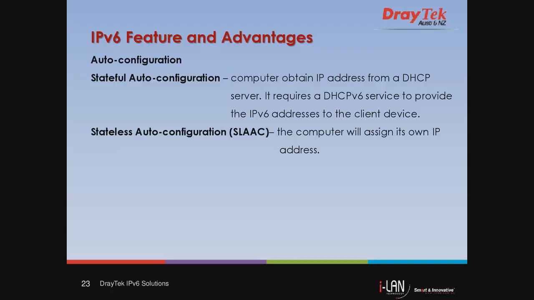There are 2 types of auto-configuration. The stateful auto-configuration is when a computer obtains IP addresses from a DHCP version 6 server, while in stateless auto-configuration, the computer will assign its own IP address.